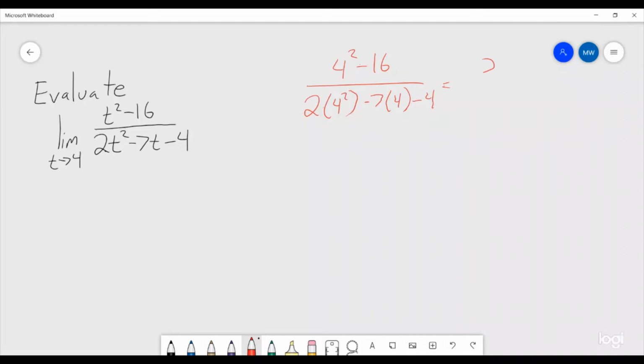So that's a 0 on the top. And then let's see, we got 2 times 16, so that's 32 minus 28 minus 4, which is a 0 over 0, which is not something that we're allowed to have. So that means we need to find a different way of being able to do this rather than just plugging in. And for this problem, we are not going to be using L'Hopital's rule. So if you know what that is, we're not going to use that. If you don't, don't worry, you're going to learn that pretty soon in this calculus class.